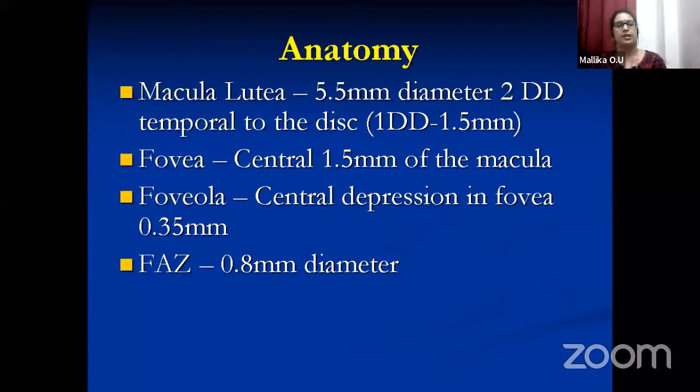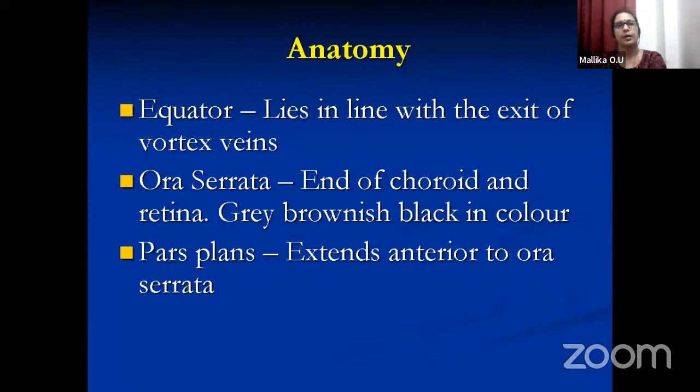And again within the center, if you draw a large circle, that is the macula, the center of which is the fovea, 1.5 millimeter, then the foveola, which is the central depression, about 0.35 millimeter, and next is the most central part, that is the foveal avascular zone. So these are a few terminologies you frequently hear when we talk about the retinal lesions.